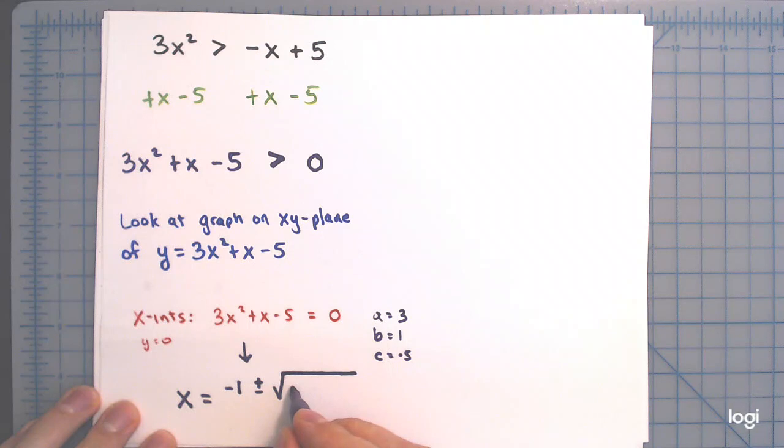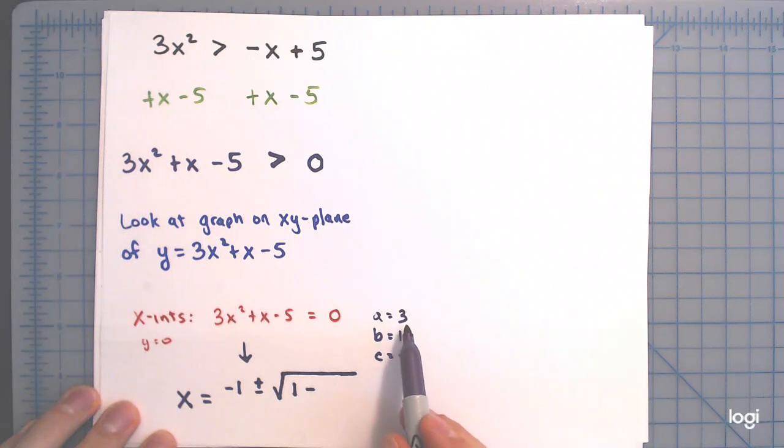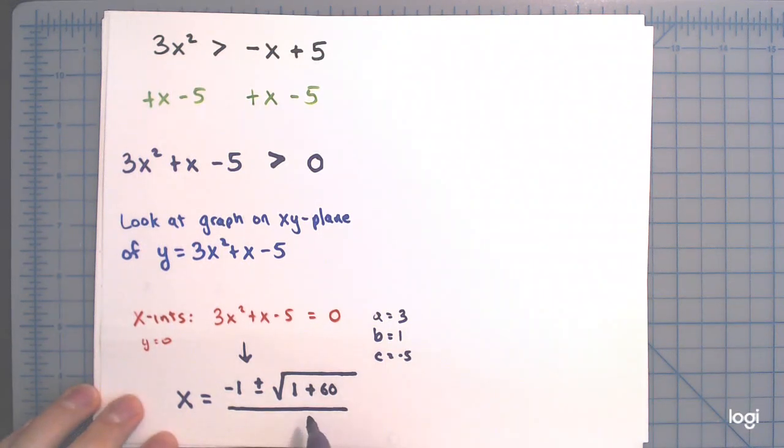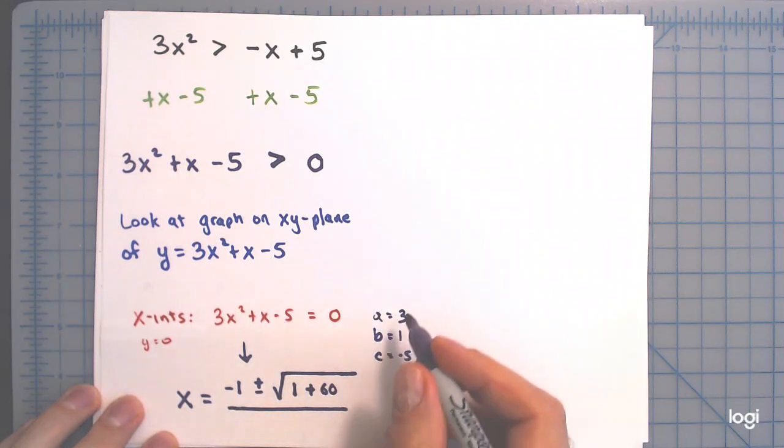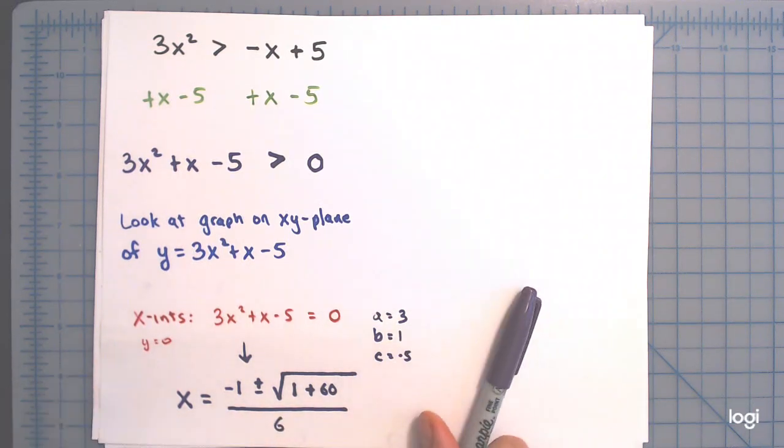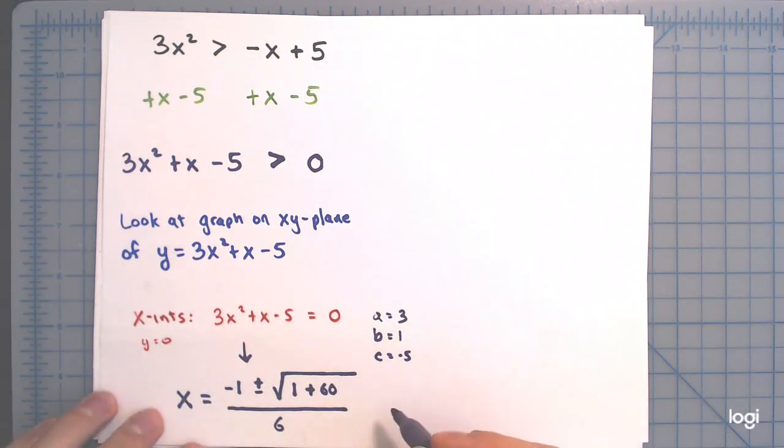So 1 squared, 1 times 1 is 1. Minus 4 times a times c. Well, 4 times a is 4 times 3, that's 12. 12 times negative 5 is negative 60. Minus negative 60 would be plus 60. Okay? And then all of this divided by 2 times a, and 2 times a is 6. 2 times 3 is 6. All right, and then we go about simplifying this.